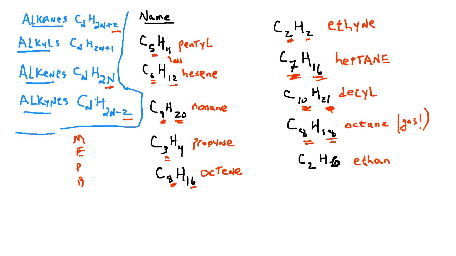Okay. So what we have to do is try to remember these formulas. 2N plus 2, the ending is ANE. If it's 2 times the number of carbons plus 1, remember odd, the ending is yl. If it's N, 2N, the ending is ENE. And if it's 2N minus 2, the ending is YNE, the alkynes.